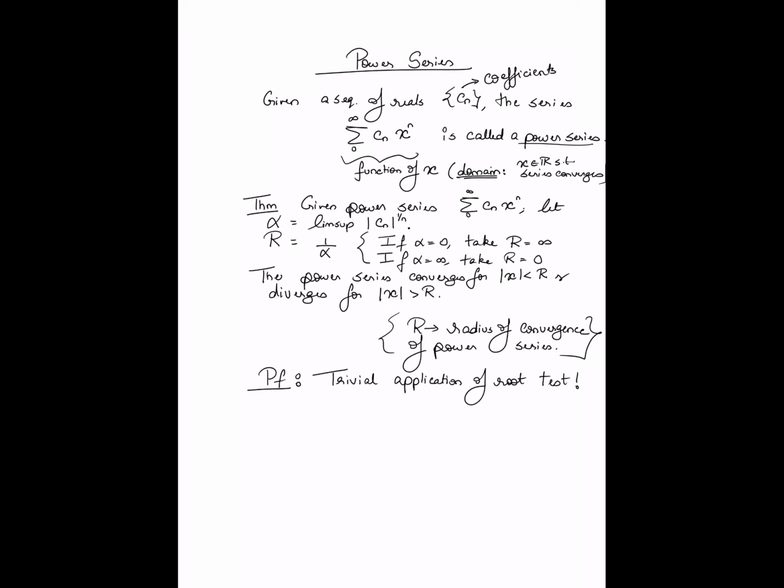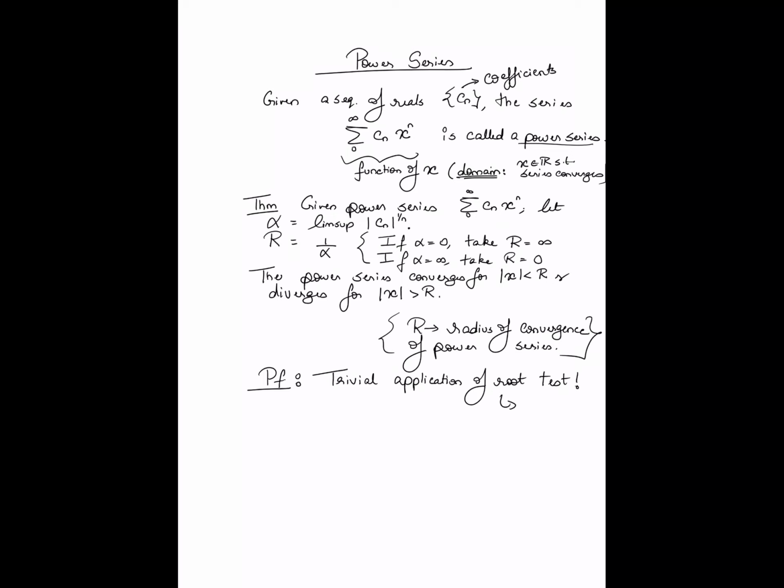Okay, essentially all you have to do is show that if mod x is less than this value of r, then in fact summation Cn x raised to n converges, and in fact converges absolutely. If mod x is greater than r, prove that summation Cn x raised to n diverges. Both of these statements will in fact follow from an application of the root test. So since we have already covered the root test, this particular statement about power series is in fact a trivial consequence. Okay, so I leave it for you to actually go through with this step.